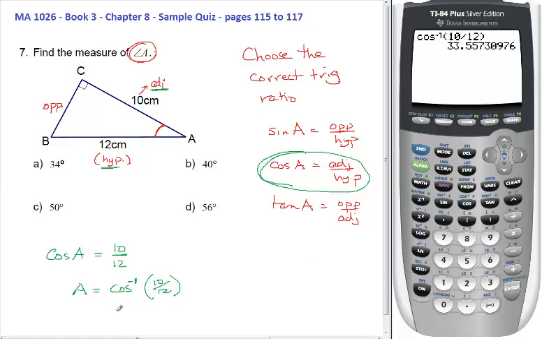And it's 33.56 if we go to 2 decimal places, degrees. Now that answer is not there. So assuming we round to the nearest angle, since all are nearest integers, the nearest angle would be 34 degrees. So the answer to this one, number 7 multiple choice, is A, 34 degrees.